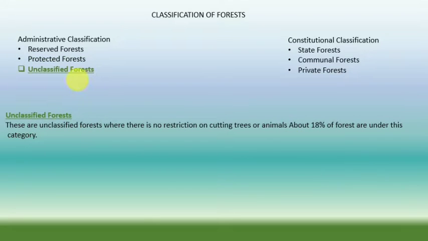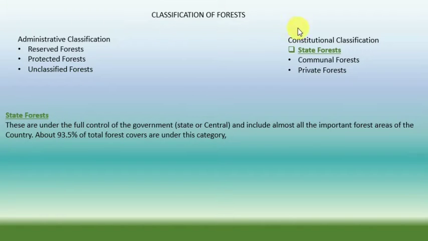The third is unclassified forest. In the unclassified forest, there is no restriction on cutting trees or grazing animals, and about 18% of forests are under this category. So this makes 100% according to the administrative classification. Now, in terms of constitutional classification, you will see three more types. First is state forest.